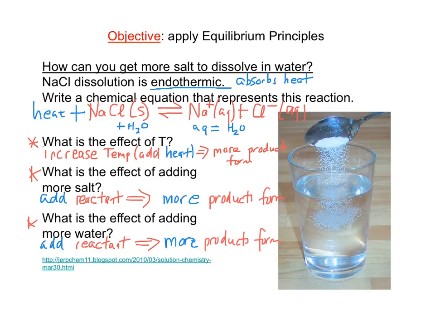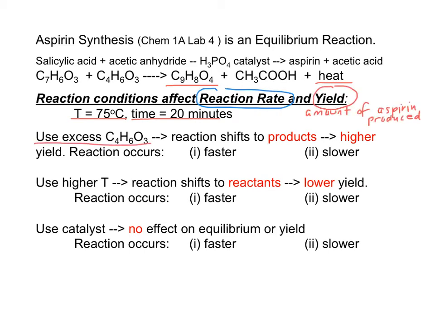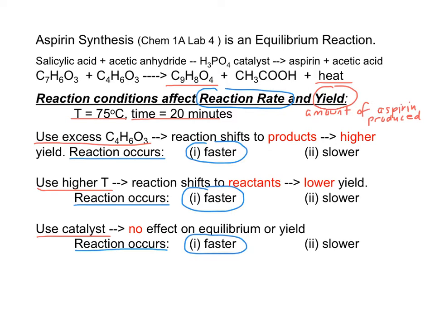This reaction is used to make aspirin. Note that this reaction is exothermic. The reaction conditions to make aspirin affect how fast the reaction occurs and the yield of aspirin. Stop the video and review how these reaction conditions affect the yield of aspirin and answer the questions on reaction rate. And the answers are, using excess reactant or adding more reactant shifts the reaction toward the product side, increases the yield of aspirin, and makes the reaction go faster.